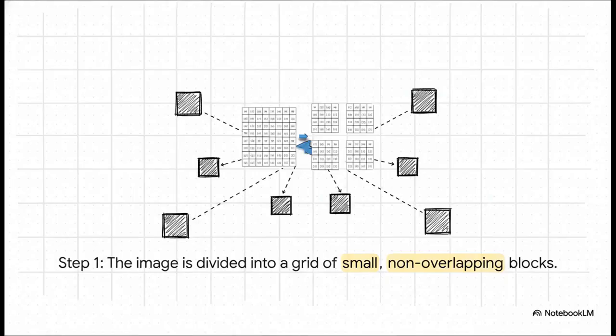So first things first, the algorithm basically lays a grid over the image, chopping it up into these little 4x4 pixel squares. All those numbers you see, each one represents a pixel's brightness. And just like that, instead of one giant problem, we've got a whole bunch of tiny ones to solve.